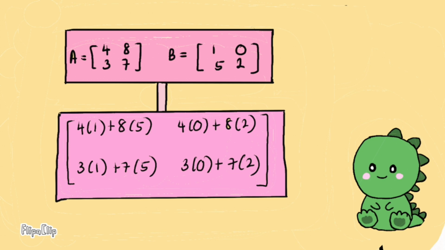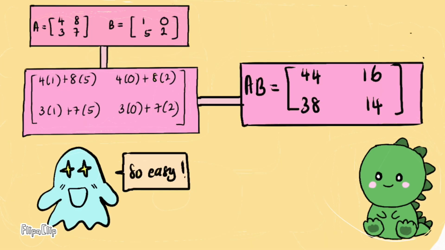Based on the explanation that I've told you before, 4 in matrix A is multiplied by 1 in matrix B, and then 8 in matrix A is multiplied by 5 in matrix B, and then you sum up the two products to be the element in the first row and first column. Matrix AB is 44, 16, 38, and 14. So easy.